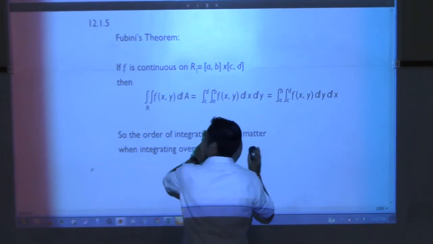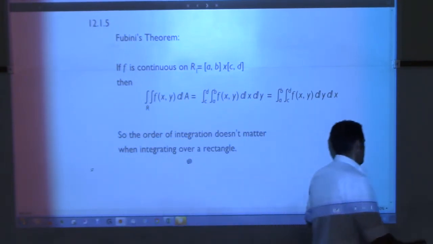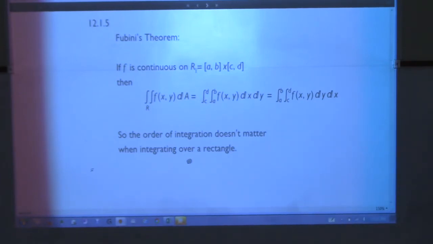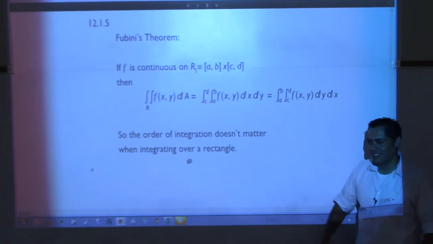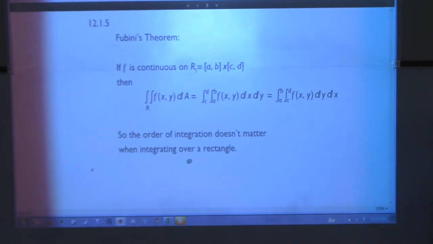Fubini's theorem. Every time I say this one, Fubini, I always think of like a magician walking in. I'm Fubini, the master calculator. This is useful. It pops its head up every once in a while.